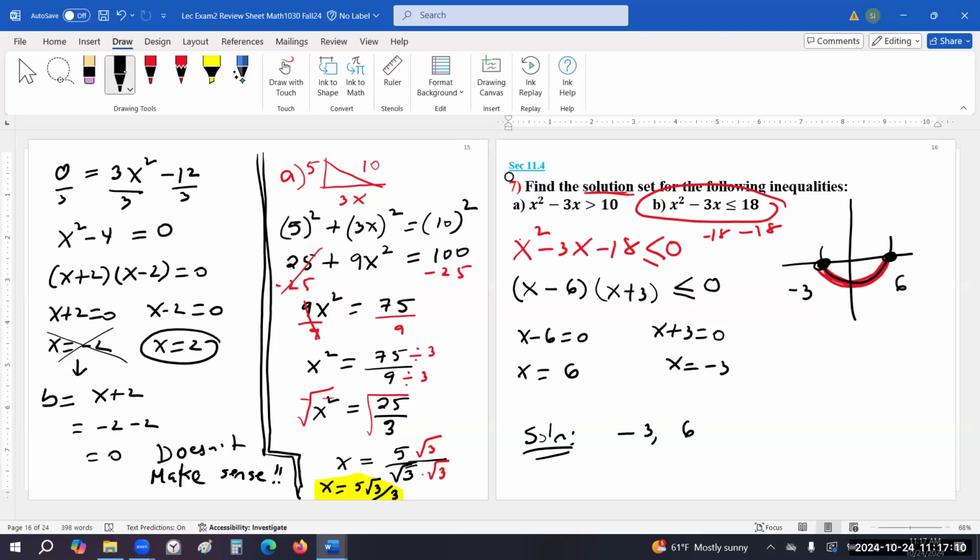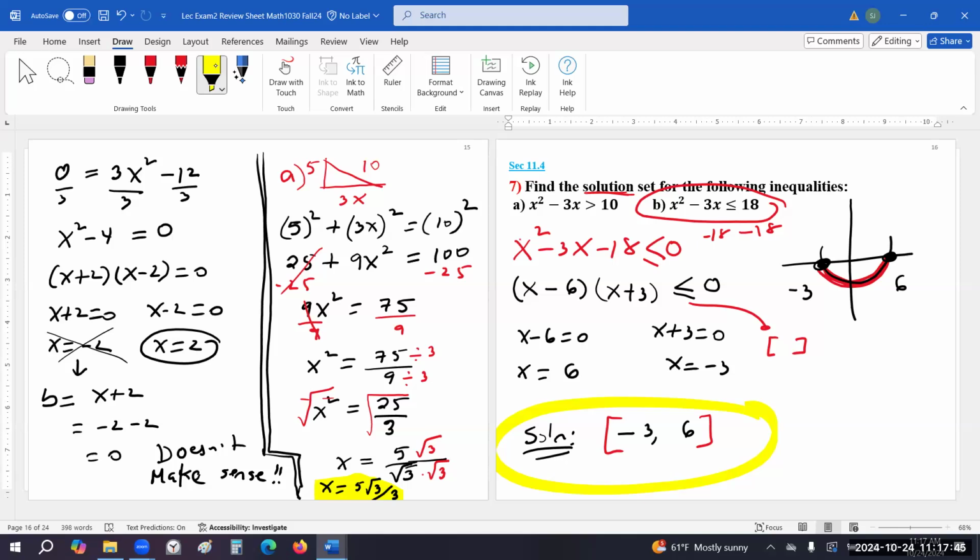Now you have to decide the boundary. Is it bracket or parenthesis? Why bracket? Good job. You just remembered that. Bracket because of the equal sign. So this is our answer. You don't need the table because we have our graph.